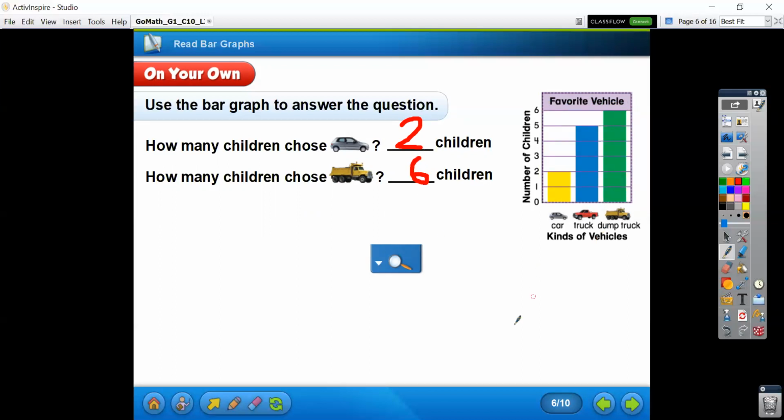And that's a bar graph, boys and girls. The line is the bar, and that shows us how many.